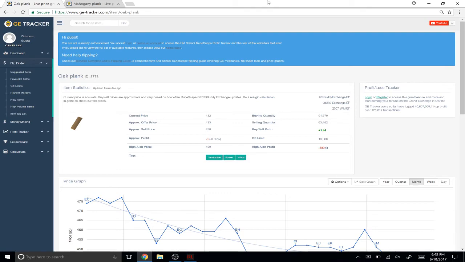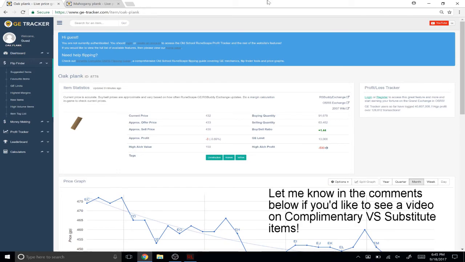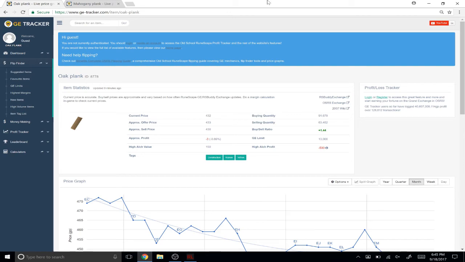I don't know if I'm doing a great job of explaining this, so I might have to make a separate video for it. Hopefully you guys do understand. Put it in the comments if you do or if you don't, because I actually do need to know. If most people don't get this, I will make a separate video on determining price movement with substitute items.